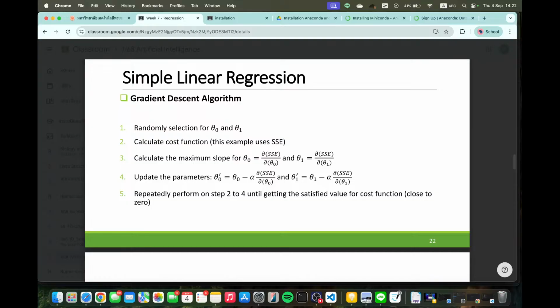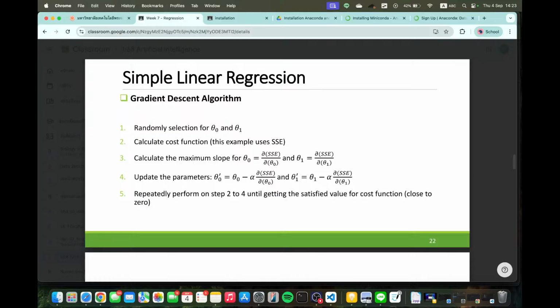The next step means step number 4. In step 4, you can adjust or update theta 0 and theta 1 by using this equation. Right now you know the term of the partial derivative of the sum square error. These two you have already calculated, and you know the learning rate that you define. So you can go back here and see the update for theta 0 and theta 1.